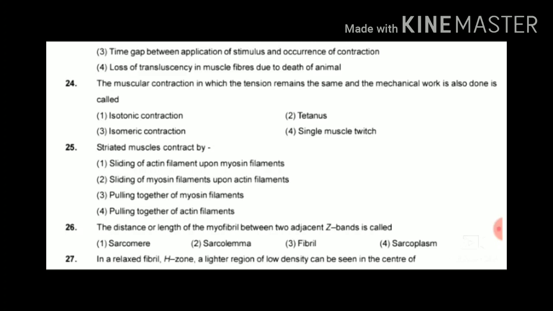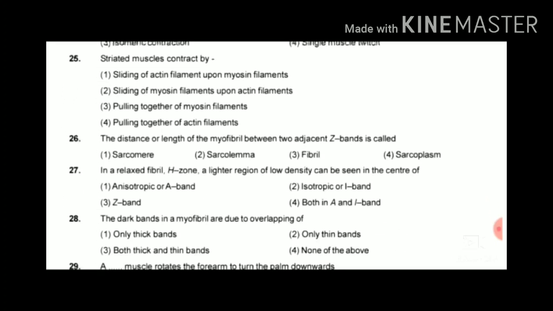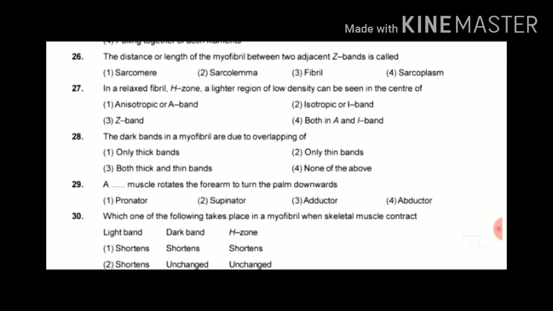Next is question number 26. The distance or the length of the myofibril between the two adjacent Z lines is called: number 1, sarcomere, number 2, sarcolemma, number 3, fibril, and number 4, sarcoplasm. We already discussed this, and the answer is option number 1, sarcomere. Next is question number 27. In a relaxed fibril, the H zone, a lighter region of low density, can be seen in the center of: number 1, anisotropic or A band, number 2, isotropic or I band, number 3, Z band, and number 4, both in A and I band. And the answer is option number 1, anisotropic or A band.